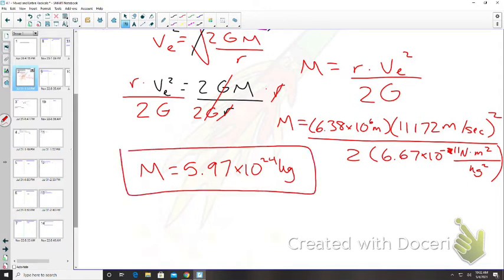So from that, you can calculate the mass of the Earth, which is 5.97 times 10 to the 24 kilograms. And because I have a Physics 30 formula sheet, let's check our answer. And that is exactly the mass of the Earth. 5.97 times 10 to the 24 kilograms.